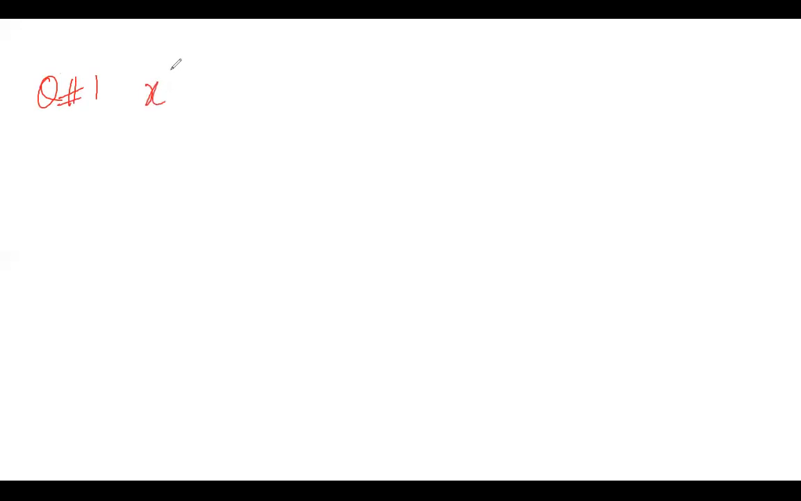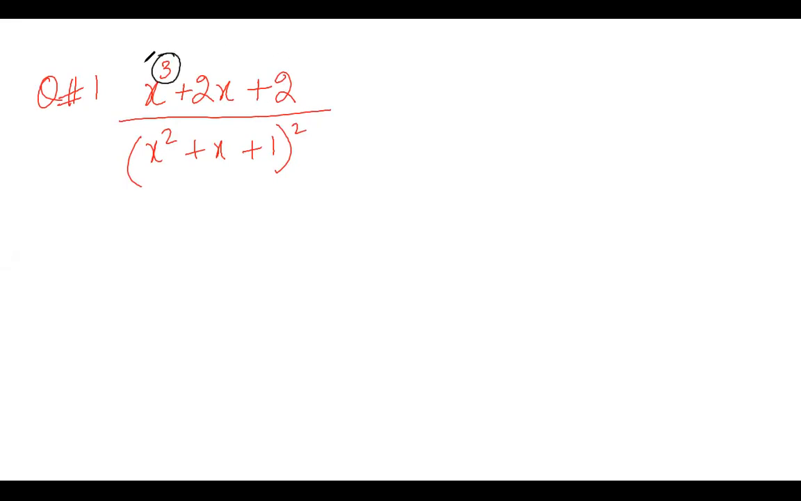x cube plus 2x plus 2 over x square plus x plus 1 whole square. I told you one first thing you need to observe: the degree of the denominator, the cube of x, must be greater than the degree of the numerator. Here the degree of the numerator is 3, and for the denominator, this 2 will be multiplied with this 2, and the degree of the denominator is 4. Okay.